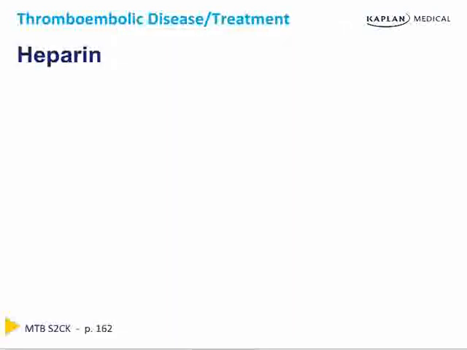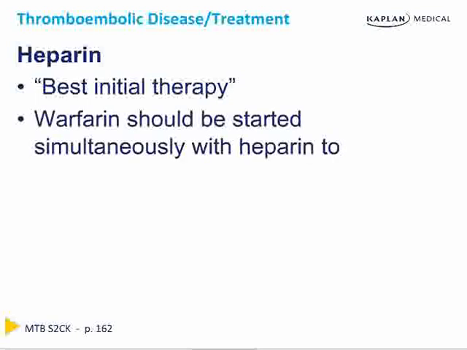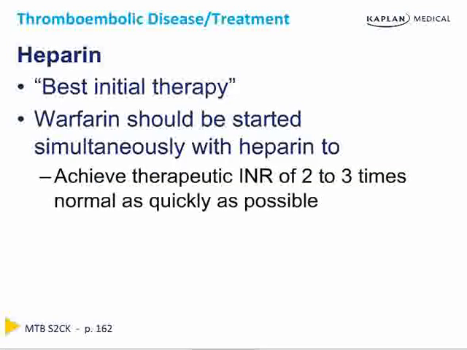The treatment of thromboembolic disease is basically just anticoagulation. Thinning the blood helps to treat the clot. You should begin with intravenous heparin. This is the best initial therapy, as you should answer on Step 2. At the same time, you should initiate oral anticoagulant therapy with warfarin. This will allow you to achieve a therapeutic INR of 2 to 3 times the normal limit as quickly as possible.